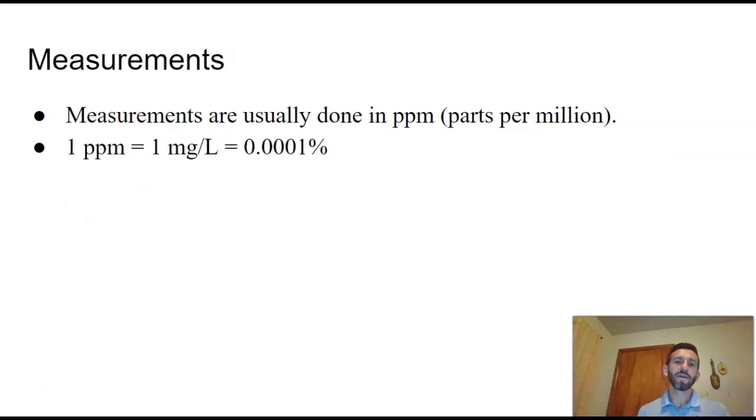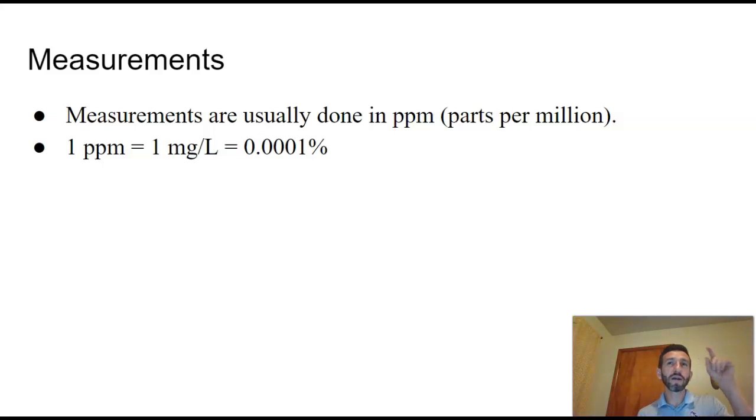Okay, first thing is we talked a little bit about this before, but measurements are usually done or reported in ppm, which is parts per million. So 1 part per million is about 1 milligram per liter, okay, of whatever pollutant we're talking about. So we have 1 part per million. We're usually talking about 1 milligram of that pollutant per liter of water, okay?